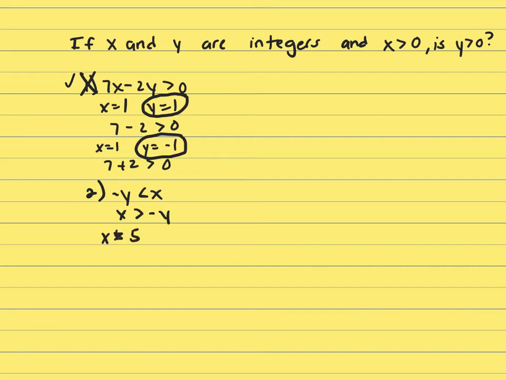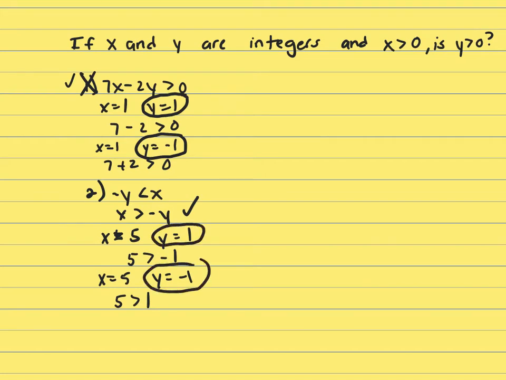If x is 5 and y is 1, I get 5 is greater than negative 1, which is true, because I plugged in a 1 for y and there was a negative sign in front of it. But what if I let x be 5 and y be negative 1? I've got to make sure I satisfy this clue. x is 5. 5 is greater than minus 1. It's still true. Sometimes y is positive, sometimes y is negative. So neither clue 1 nor 2 works independently. So let's put them together.